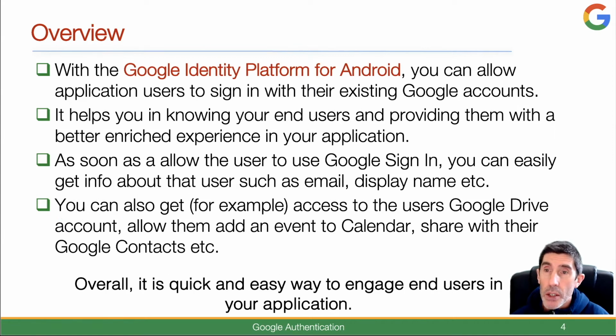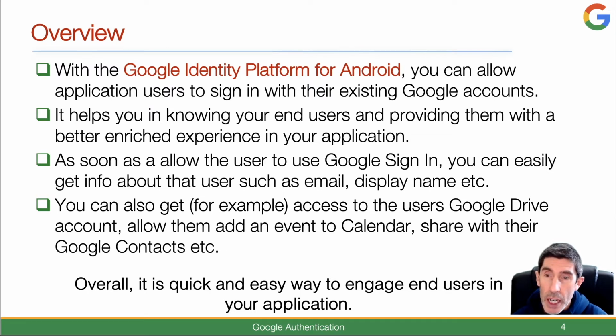Okay, so specifically with the Google Identity Platform for Android, you can allow application users to sign in with their existing Google accounts. It helps you in knowing your end users and providing them with a better enriched experience in your application. As soon as you allow the user to use Google Sign-In, you can easily get info about that user, such as email, display name, and the profile pic.